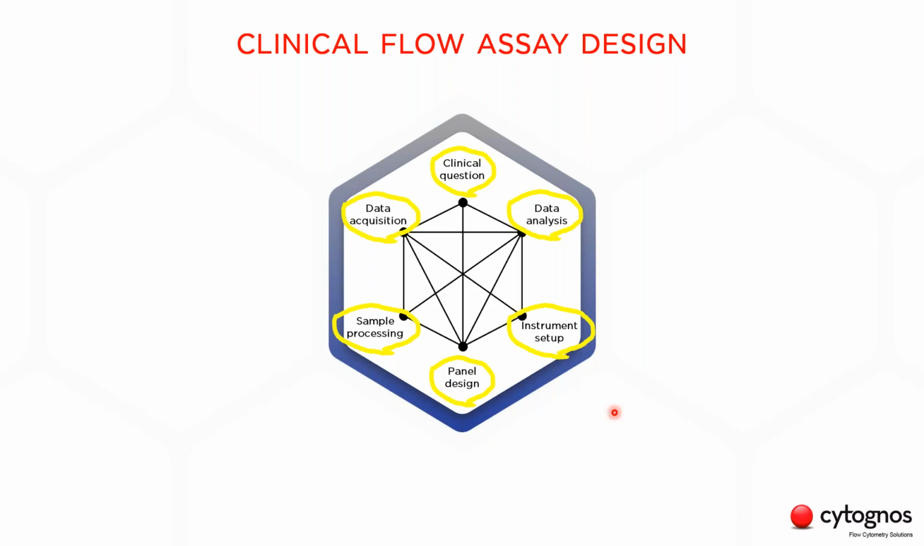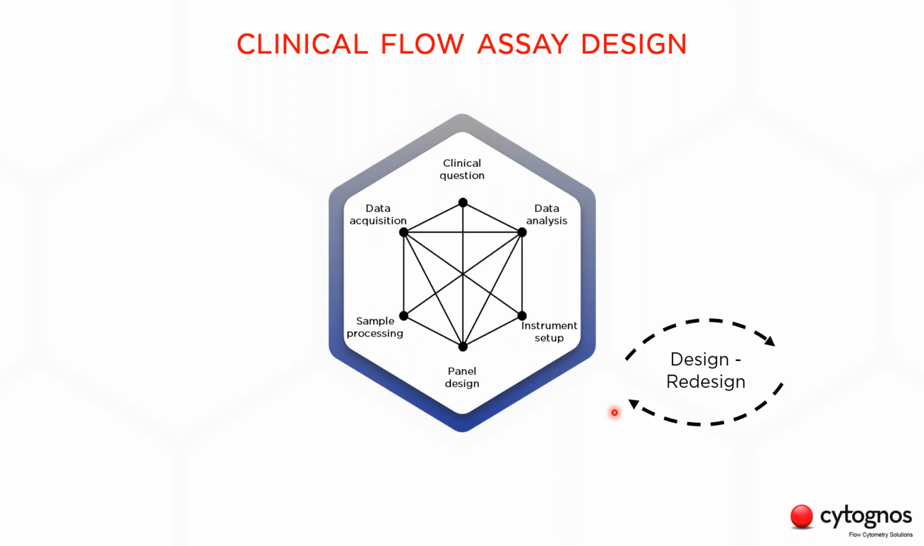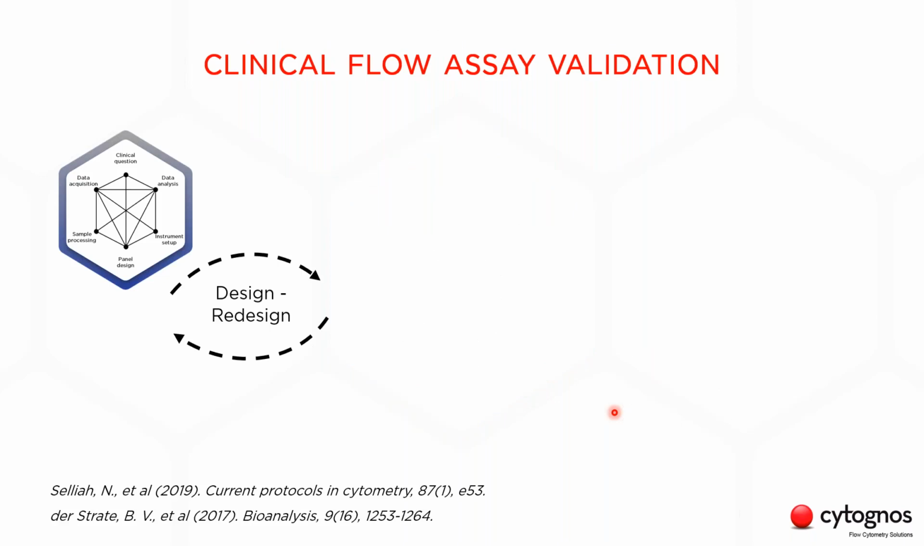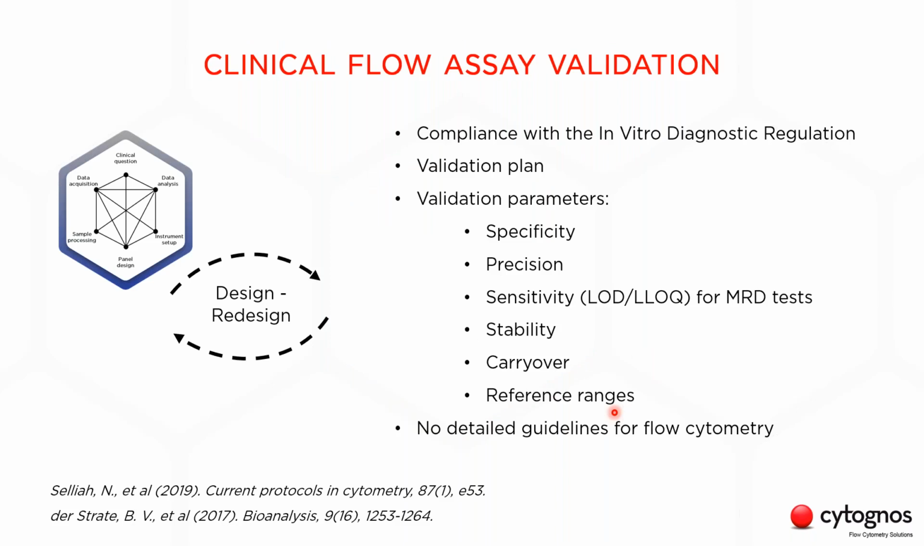So once we come up with the antibody panel, we need to test the entire assay. And this is an iterative process that can take many rounds of design and redesign before we complete it. After we are done with this testing phase, we need to ensure that our assay complies with the current in vitro diagnostic regulation, for example, the new IVD directive. So we need to put together a fit-for-purpose validation plan that confirms that the performance characteristics of our assay are acceptable for its intended use.